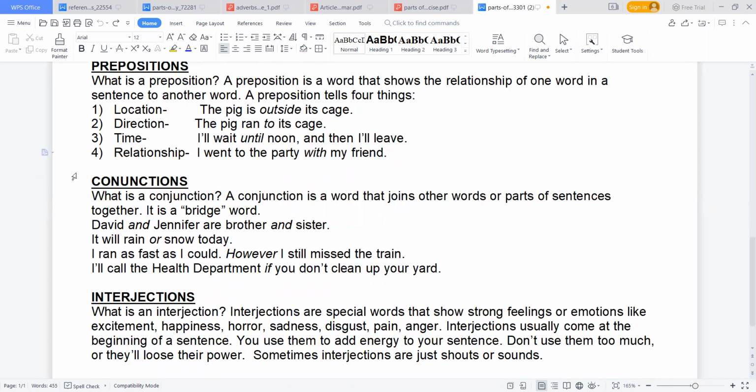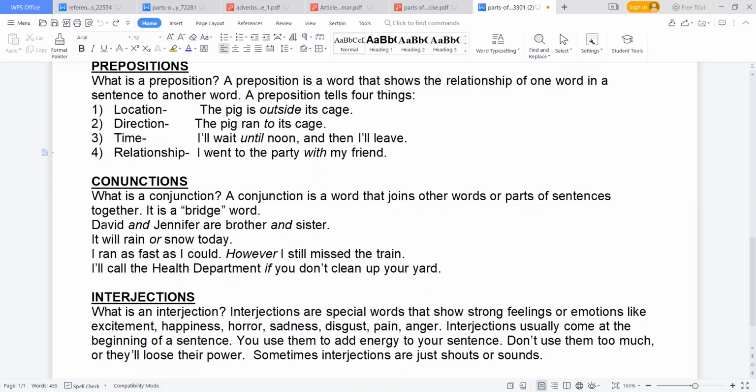Next, moving on to conjunctions. A conjunction is a word that joins other words or parts of sentences together. When we need to connect one word with another, one phrase with another, one part of the sentence or one sentence with another, we use conjunctions. In order to have huge elaborated sentences, we connect them using conjunctions.